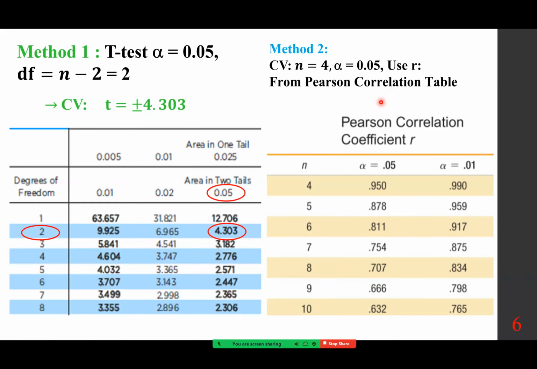Now, this table you can find under modules in Canvas, where we have the tables. You can even look it up online. Pearson correlation coefficient r: n is 4, alpha is 0.05. So what's the answer? 0.95, because it's a two-tail test, plus or minus. So this is how you find them. Plus or minus 0.950.